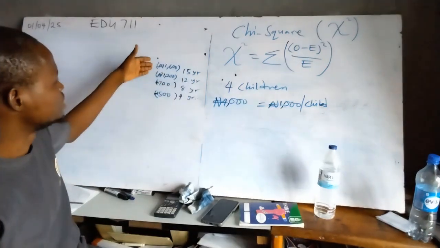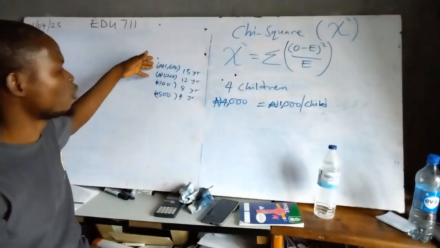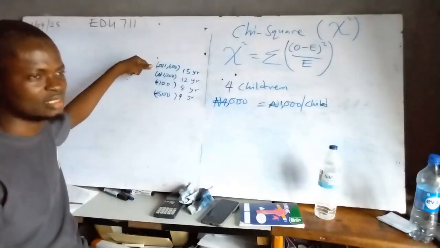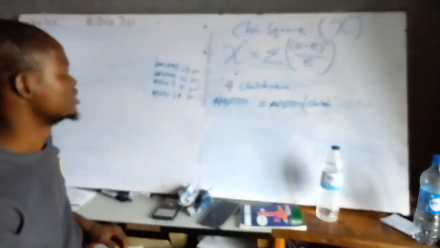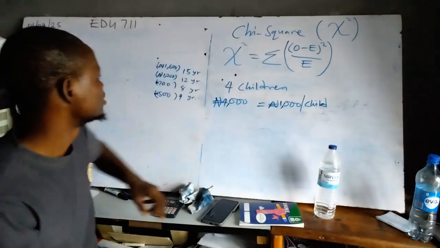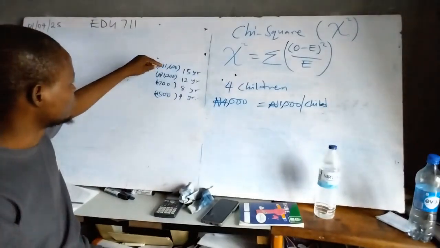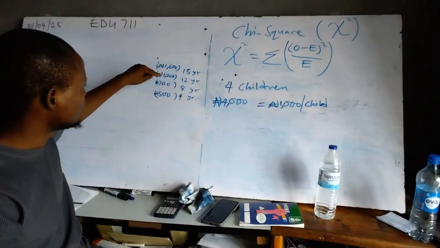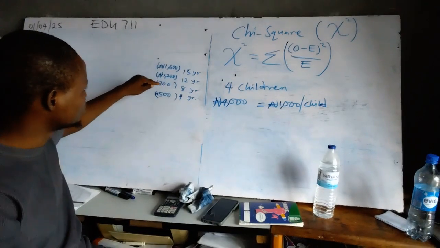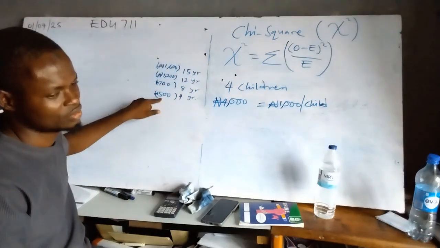So this is the observed frequency. That is what actually transpired. So that's the observed frequency. The expected frequency is 1000 naira per child. So the observed frequency is the reality. So 1006 for this, 1002 for this, 700 naira for this, and 500 naira for this.